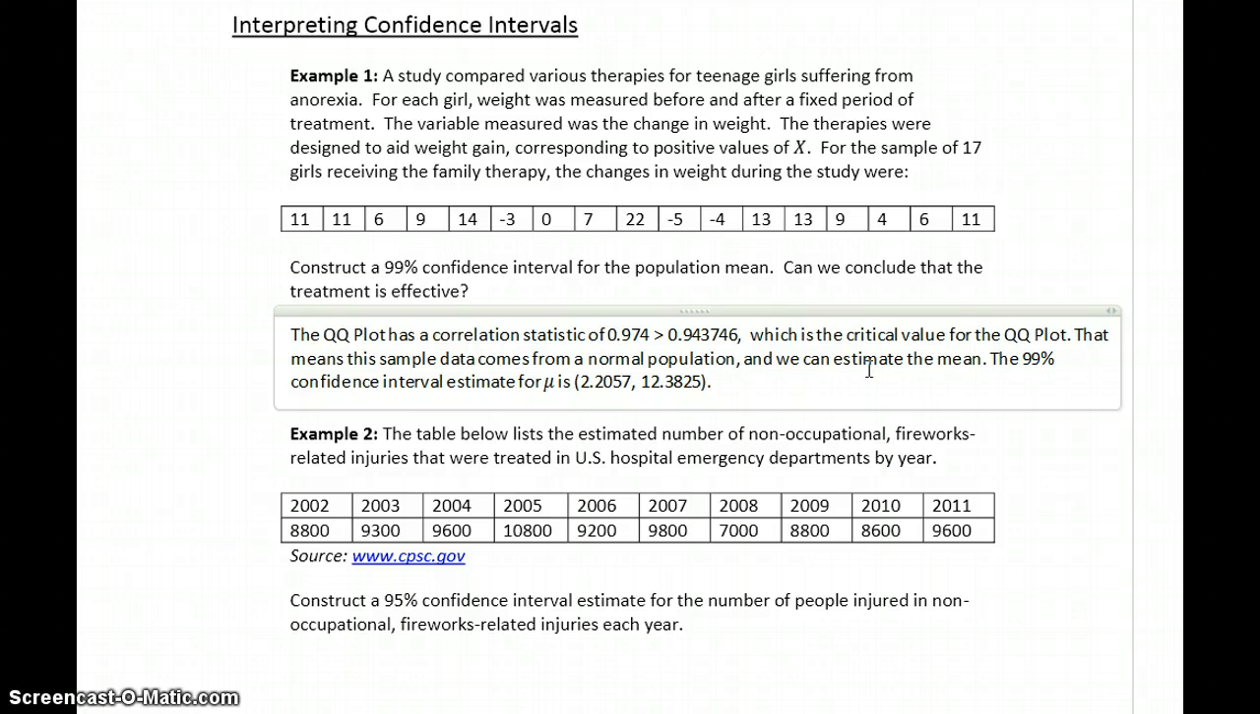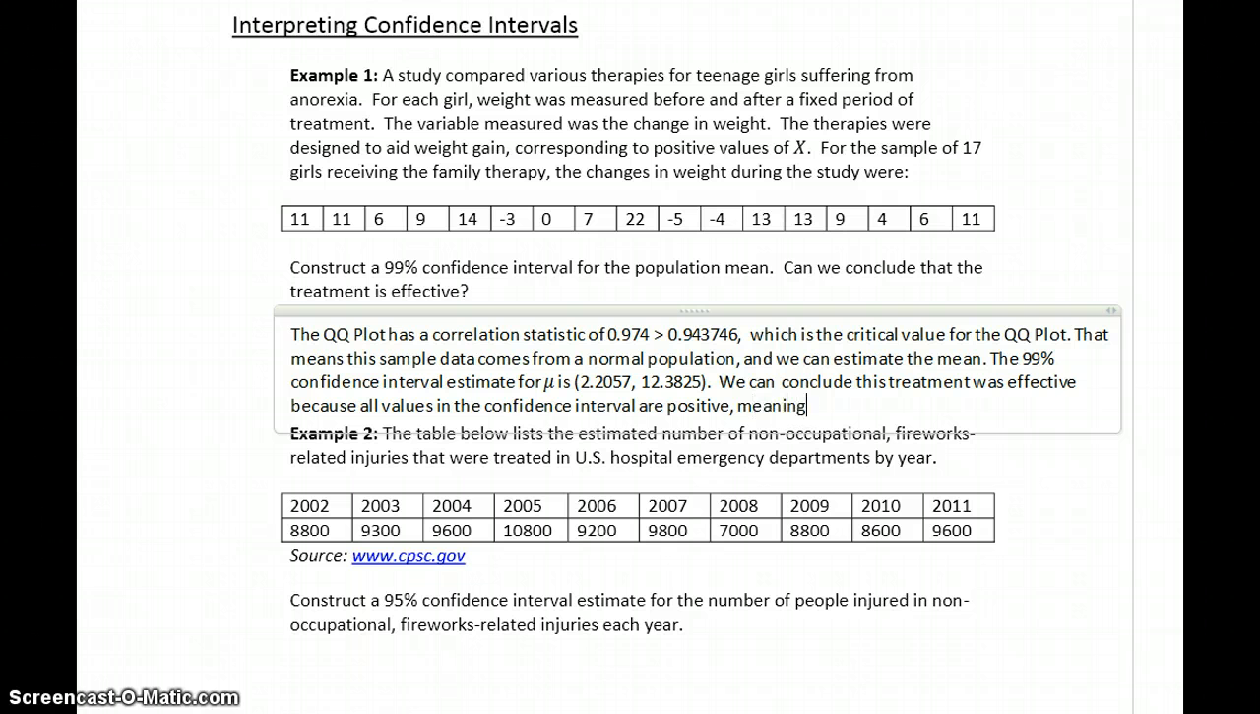So can we conclude this treatment is effective? So a value of 0 or a negative value would be ineffective. Anything positive would mean weight gain. So yes, we can conclude this treatment was effective, because all values in the confidence interval are positive. Meaning, on average, participants gained weight.